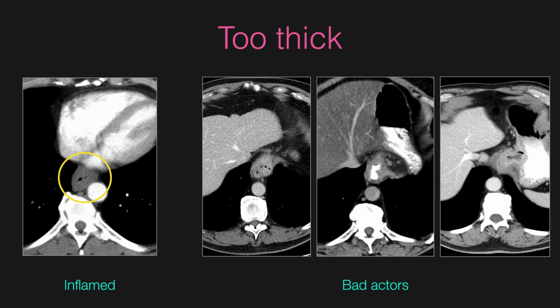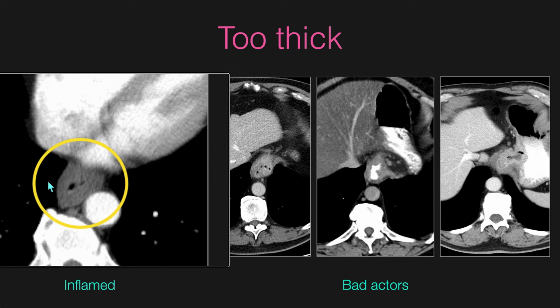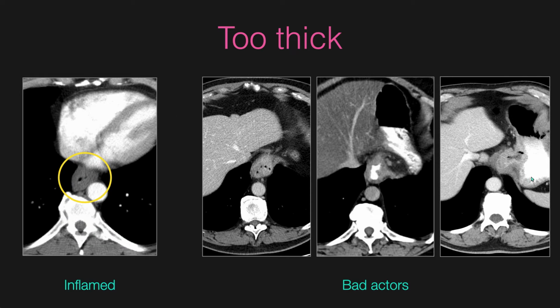And we have all encountered an esophagus that is simply too thick. When it is smooth and circumferential, relatively low in attenuation, as in this example, you're usually dealing with inflammation and esophagitis. But you also have to be careful about cancer, which may not jump out at first glance.